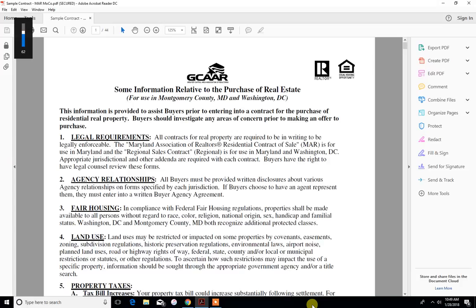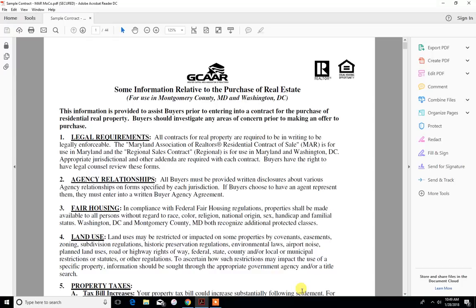This is a review of how to write the contract. We are going to use this as the template. This is Montgomery County, and this is going to be the MAR contract. I'll create another version with the GCAR regional contract version. The only difference between those two is going to be the actual sales contract itself.